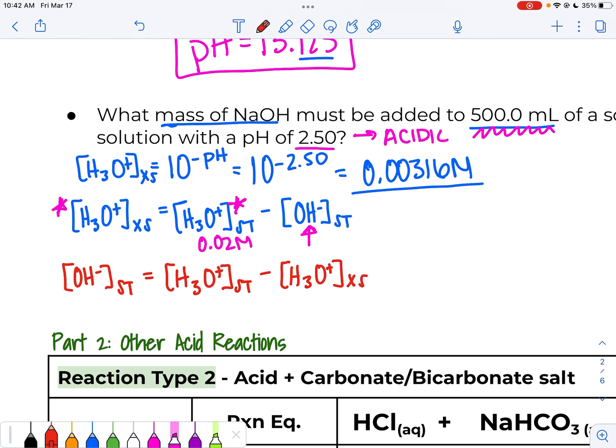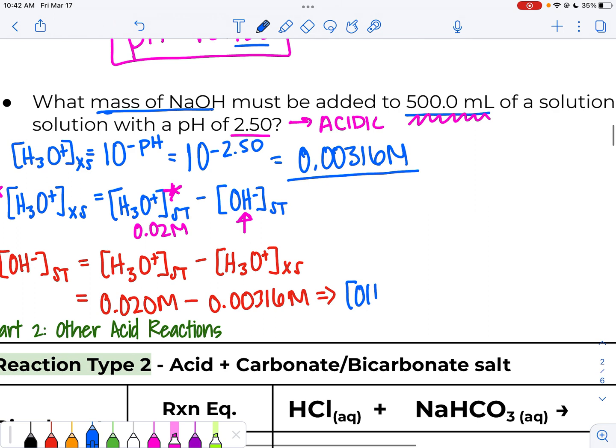Starting concentration of hydronium, subtract out excess concentration of hydronium, and now I can solve for my starting concentration of hydroxide. So I know this to be 0.02. This is 0.00316. And so my hydroxide starting concentration, when I throw that in my calculator, will be 0.0168 molar.